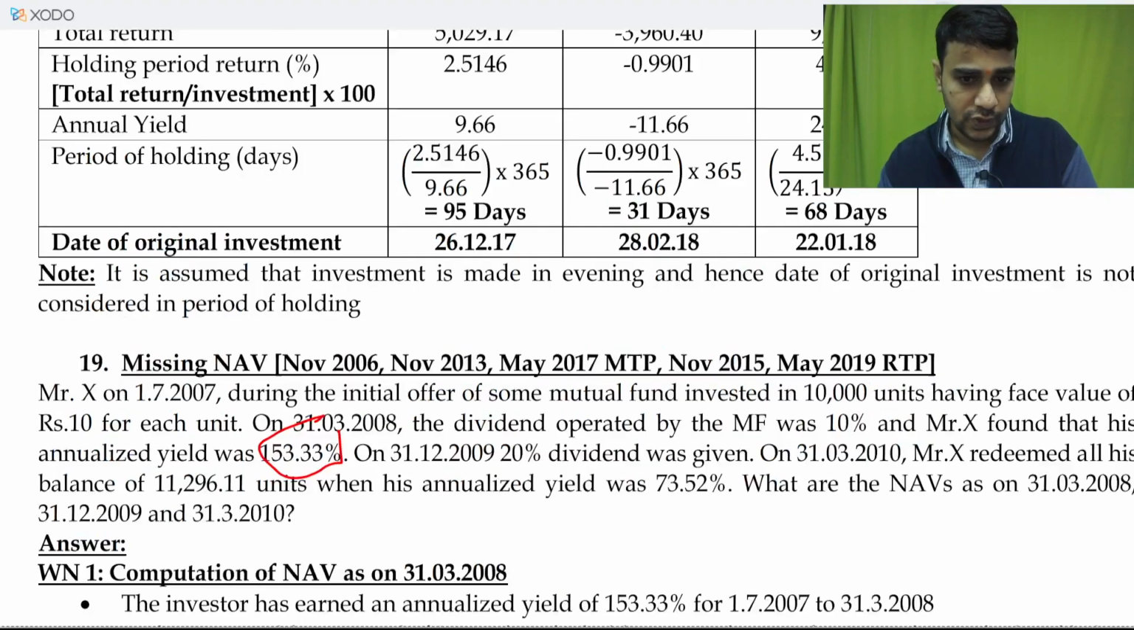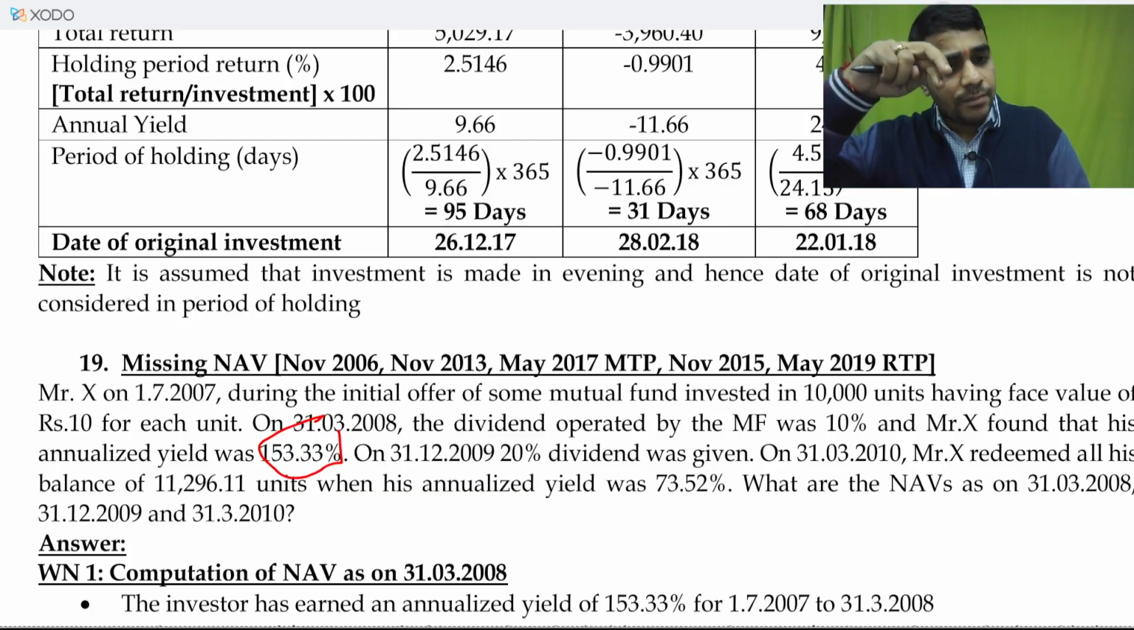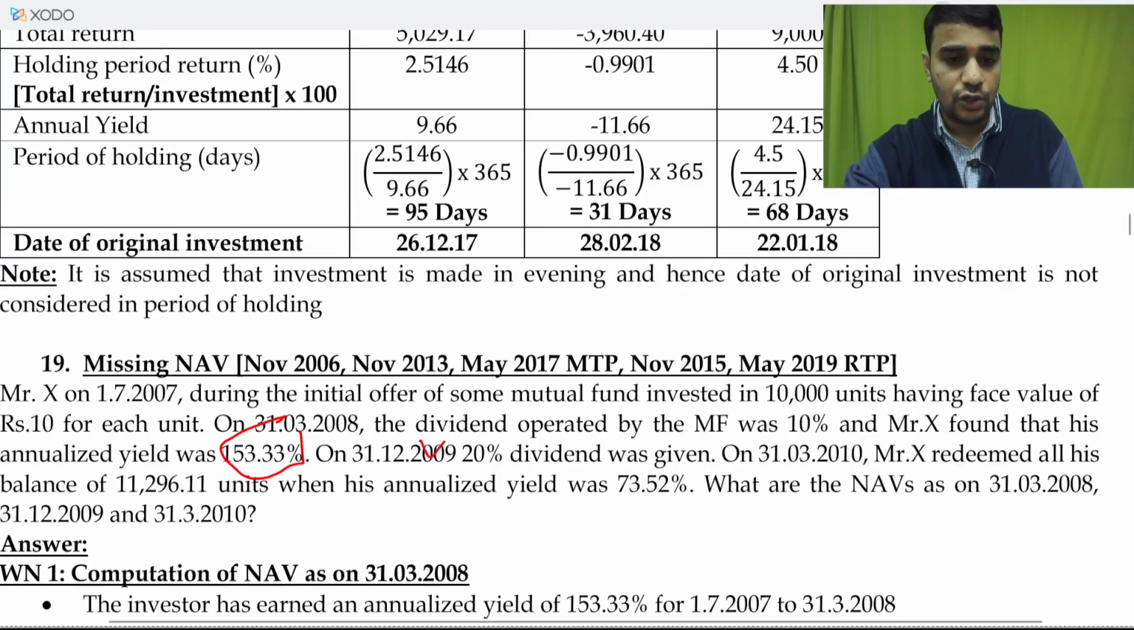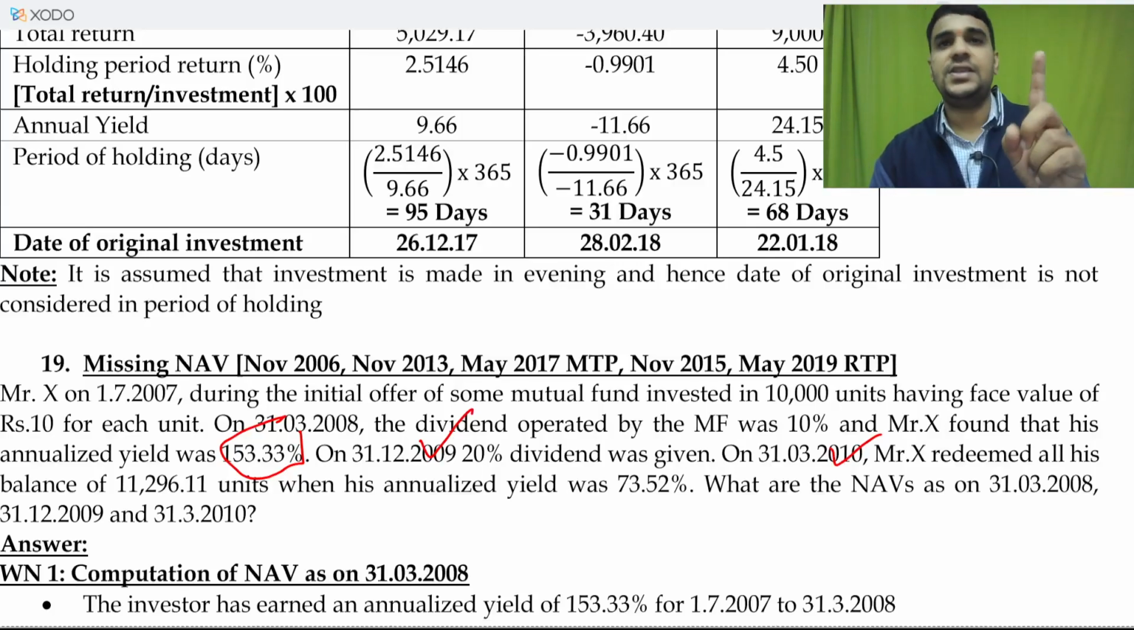So what I can do is I have the opening value. What is opening value? It is 10,000 into 10 plus HPR for 1/7/2007 to 31/3/2008. Holding period return will give me the value as on 31/3/2008. Using that, I'll get the NAV as on 31/3/2008. That's one part. Then they have also asked for the NAV as on 31/12/2009 and 31/3/2010. Three different NAVs have been asked. First NAV, I have told you what needs to be done. Third NAV also I can do using that.